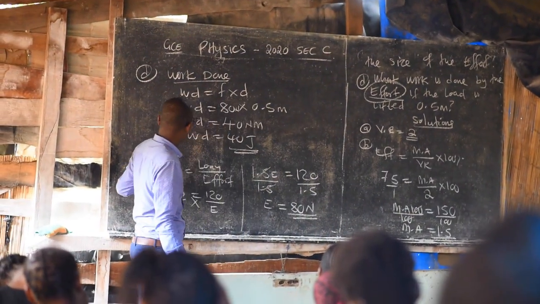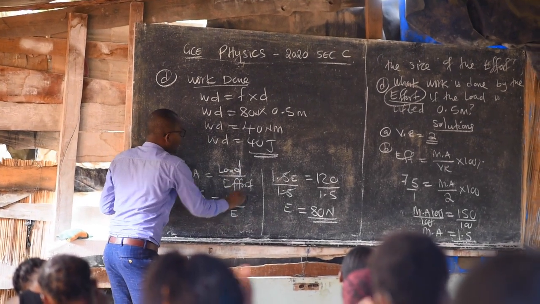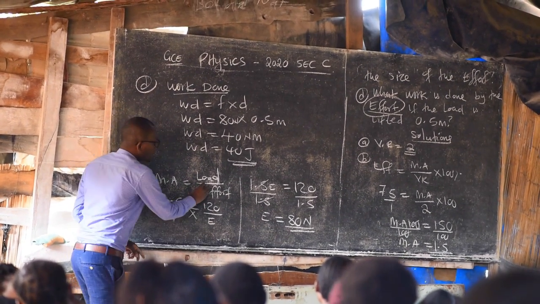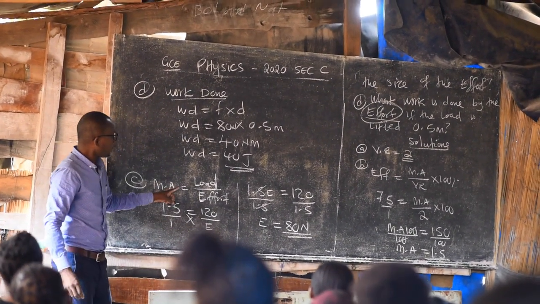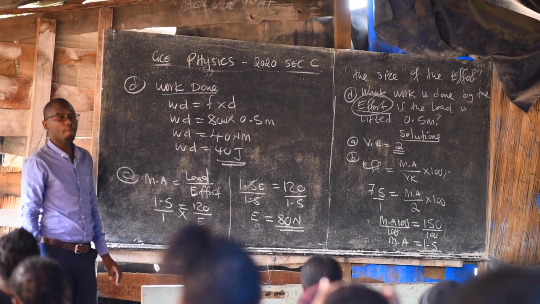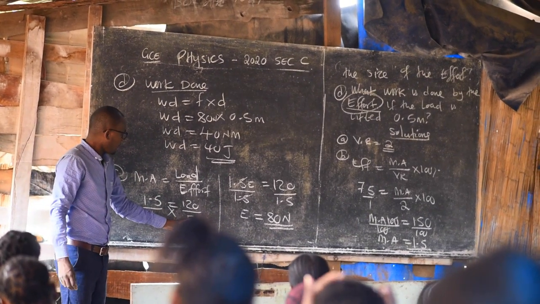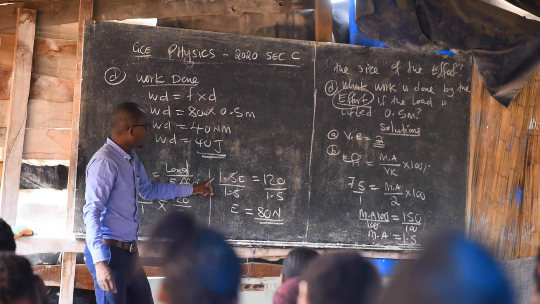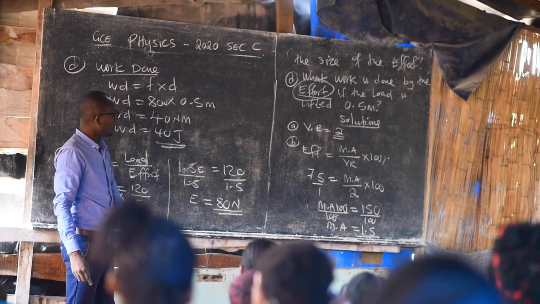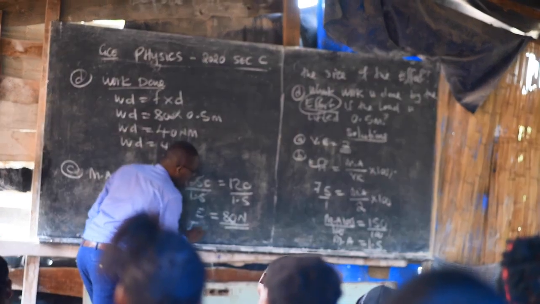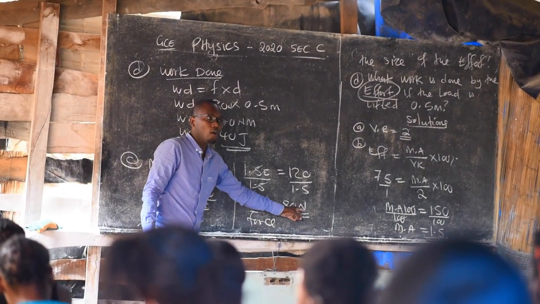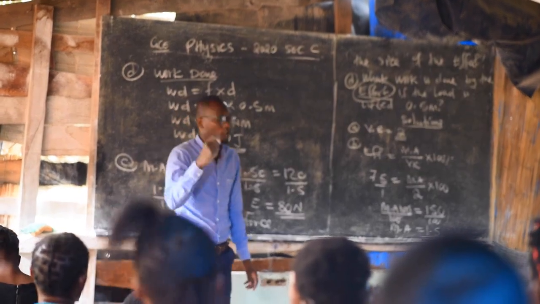Then we advanced to question C, which asked us to calculate the effort, because we do not have the effort here. So basically, we have the load, which is 120, and the mechanical advantage, which is 1.5. You cross multiply, so that 1.5 times effort equals 120. You divide 120 by 1.5 and you get 80 newtons. And I've said that this one is more like a force. Are we together? Because it is measured in newtons. So effort is a force.